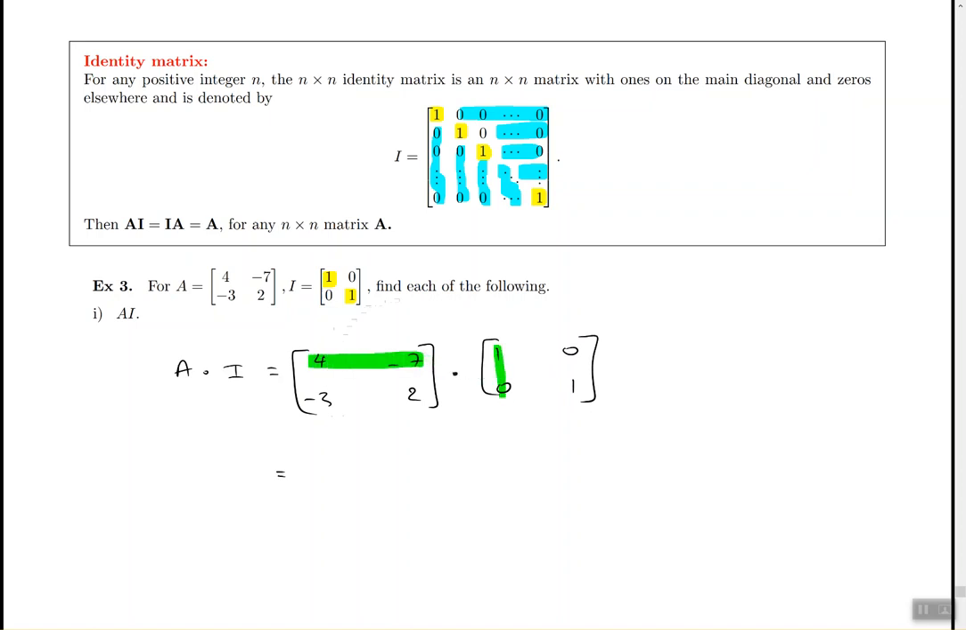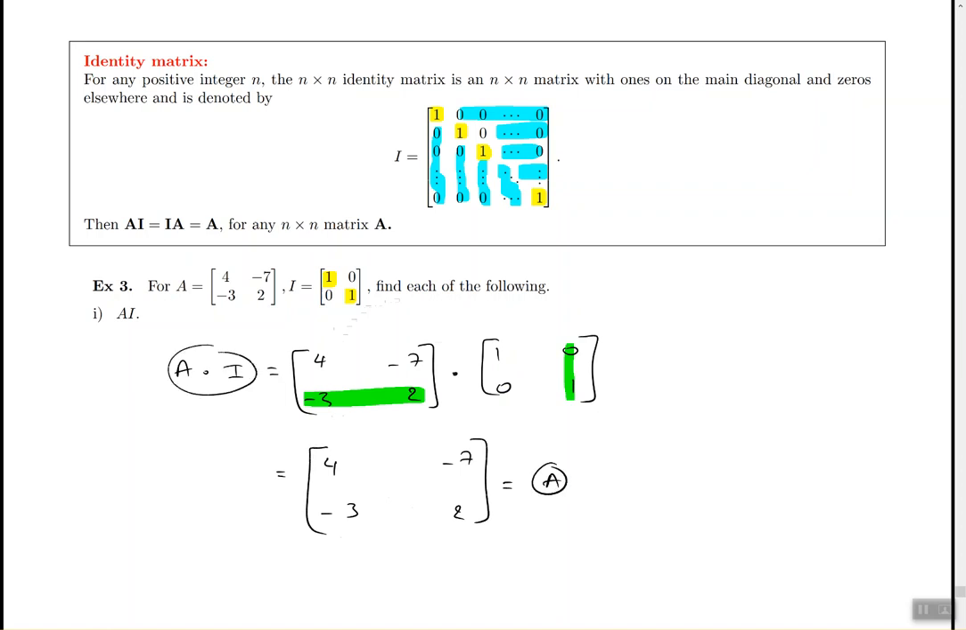4, -7 gets multiplied with the 1 and 0. We just get 4 back. If I multiply 4 and -7 with 0, 1, I'm going to get -7 back. And then again, if I multiply the -3, 2 with the 1, 0, I'm going to end up with -3. And finally, if I multiply the -3, 2 with the 0, 1, I'm going to see at the end the number 2. So the answer that I got is the original matrix A. Right? I started by multiplying A times the identity, and I got the A back.